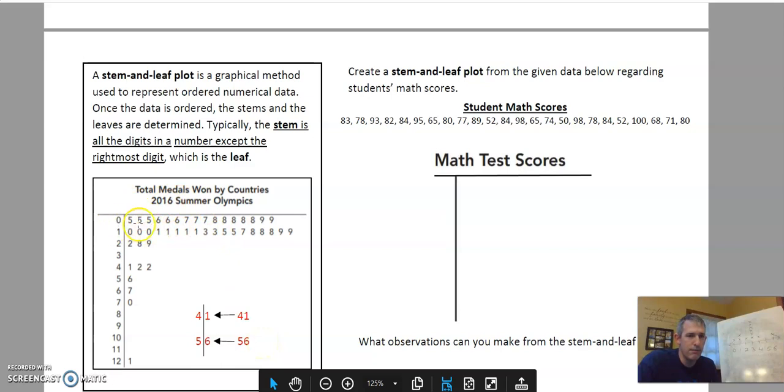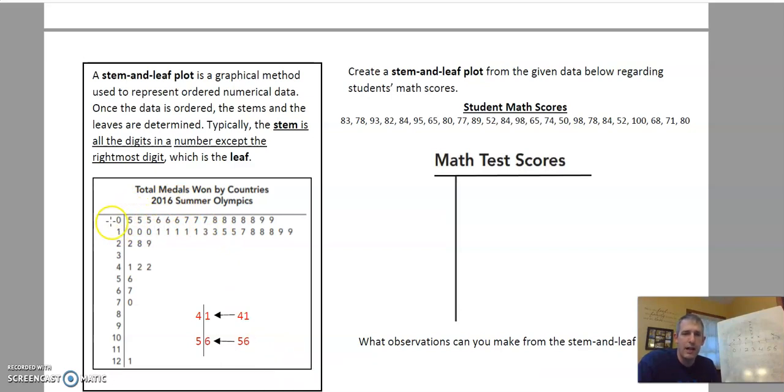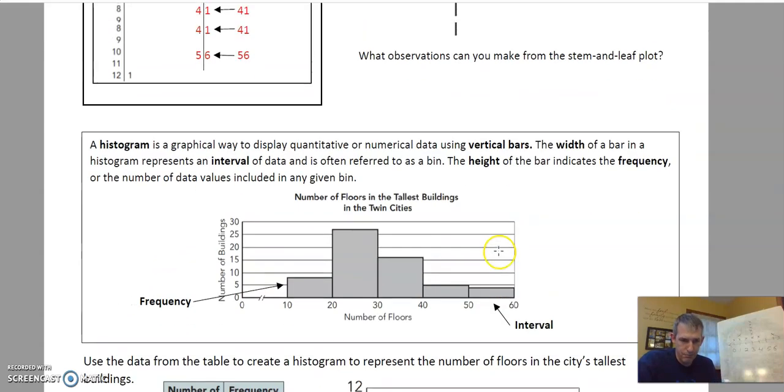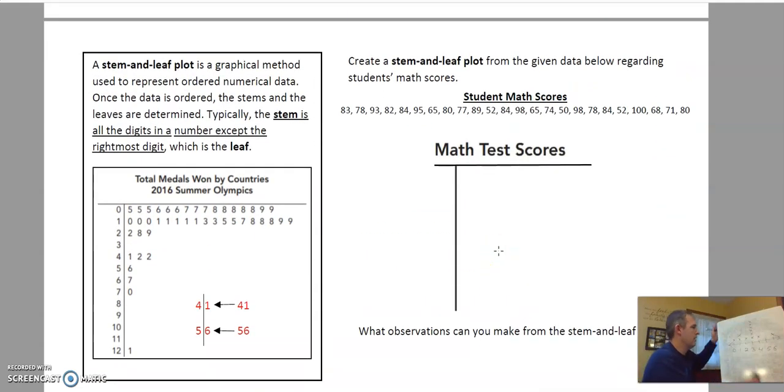In this stem and leaf plot, I've got 0, 5. So that's 5, 0, 5 again, and 0, 5 again. 0, 6, 0, 6, 0, 6, and so on. This would be 41. This would be 56, this would be 42, and this would be another 42. So let's look at what that would look like on the one we are supposed to create. Again, I would write these in order of least to greatest, and then you would start putting them in order.